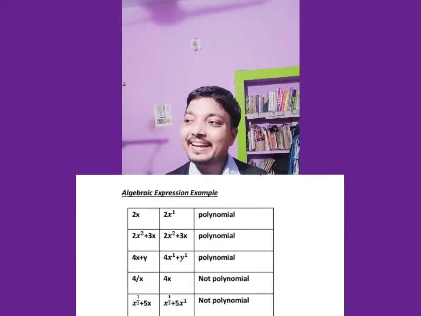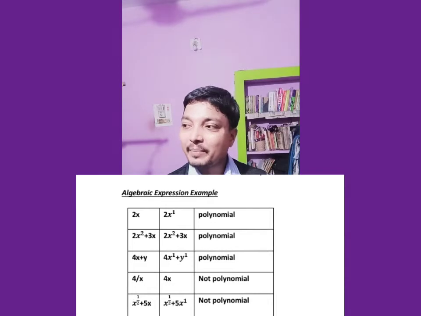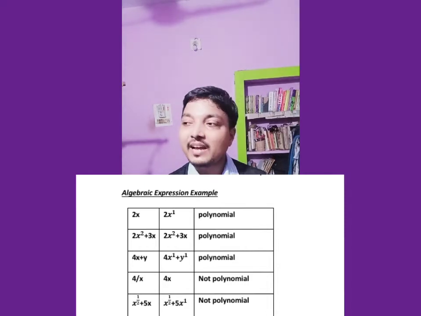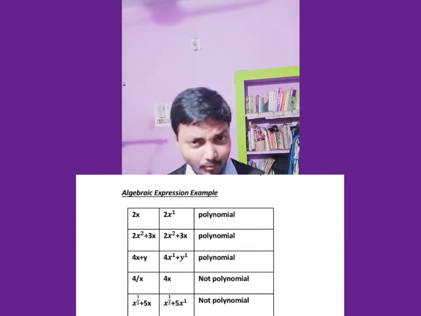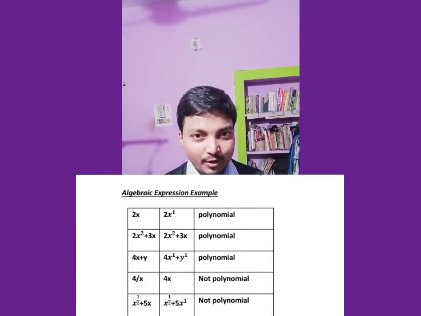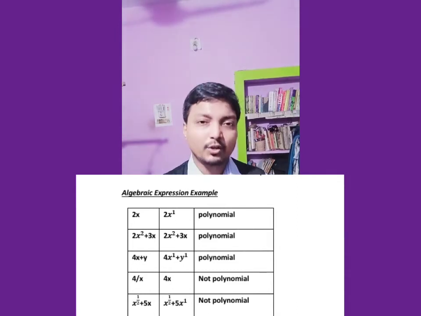Okay. And the last one is x to the power 1 by 2 plus 5x. Here x to the power 1 by 2 is not a whole number, and 5x has a whole number power. Here 1 by 2 is not a whole number. In an algebraic expression, if one term has a power that is not a whole number, I cannot call it a polynomial. Also 4 by x means 4 into x to the power minus 1. Minus 1 is not a whole number, so I cannot call the last two polynomials.